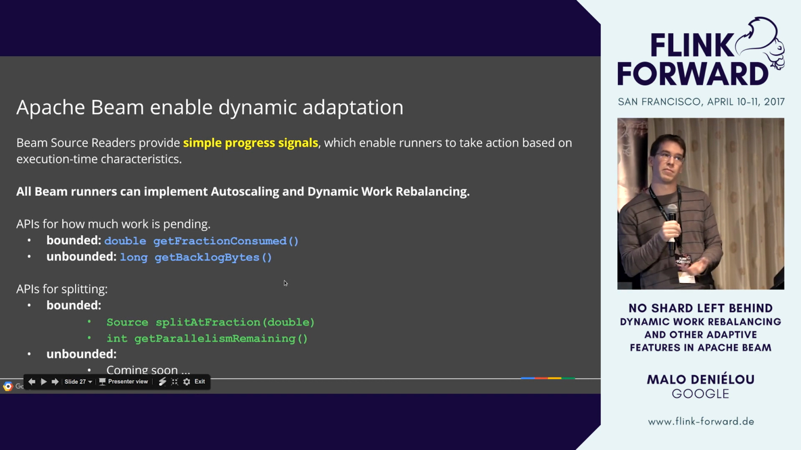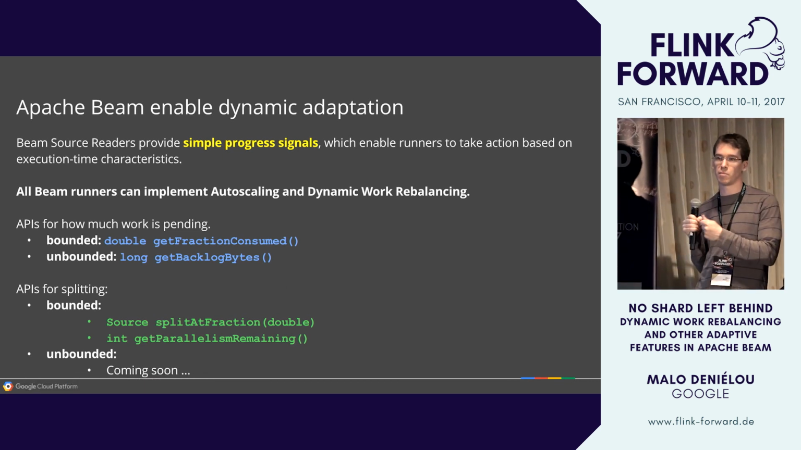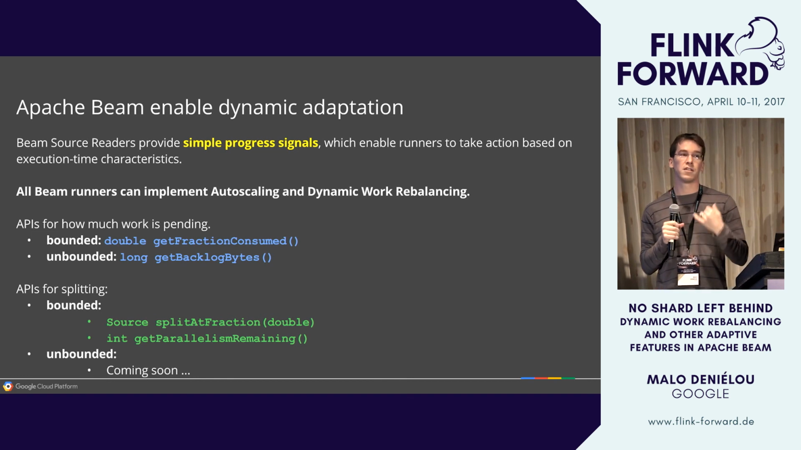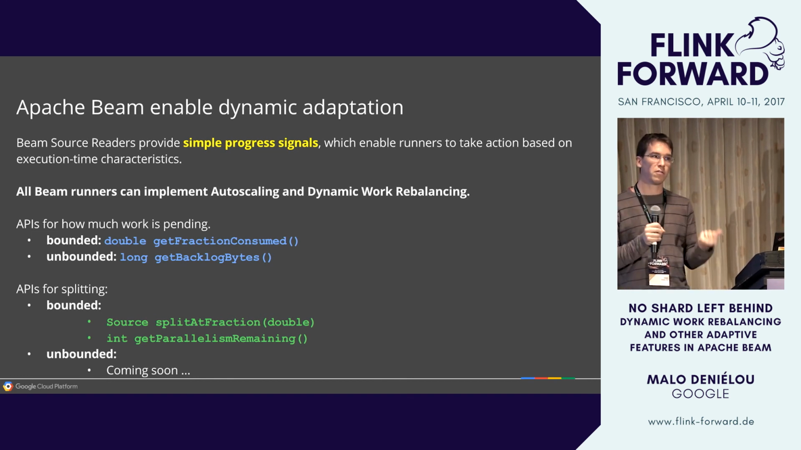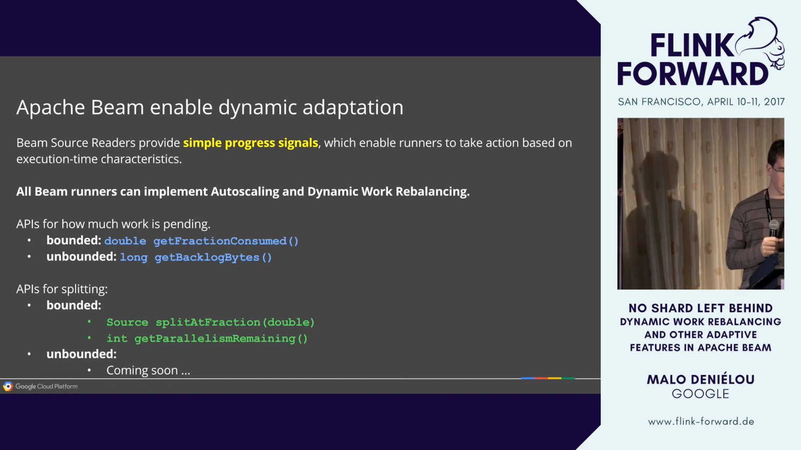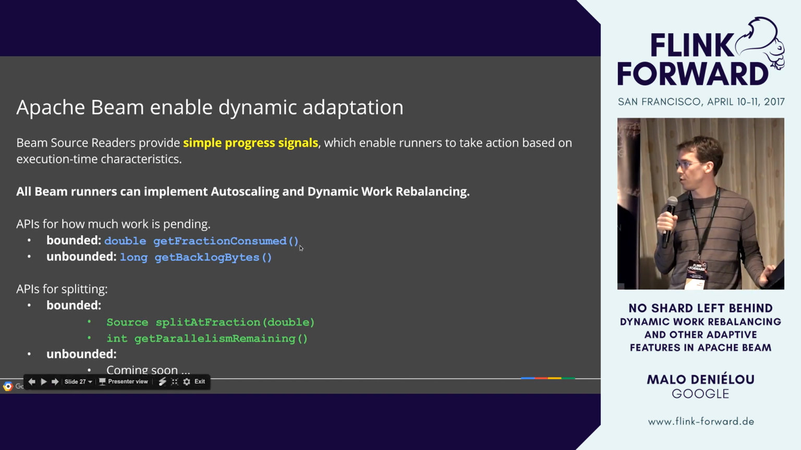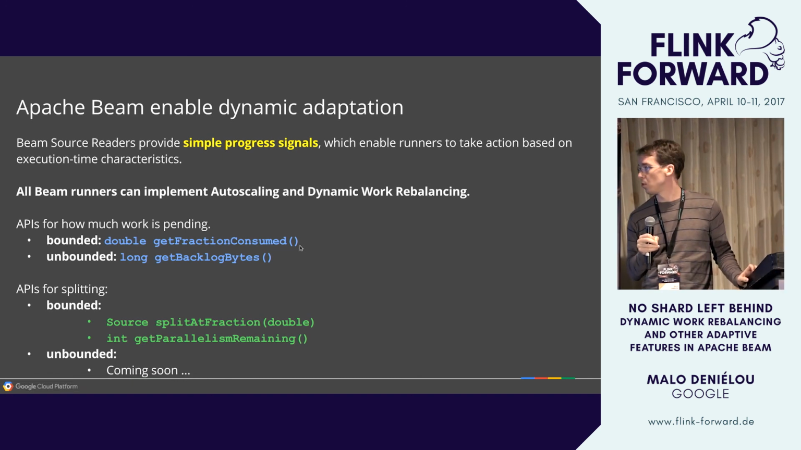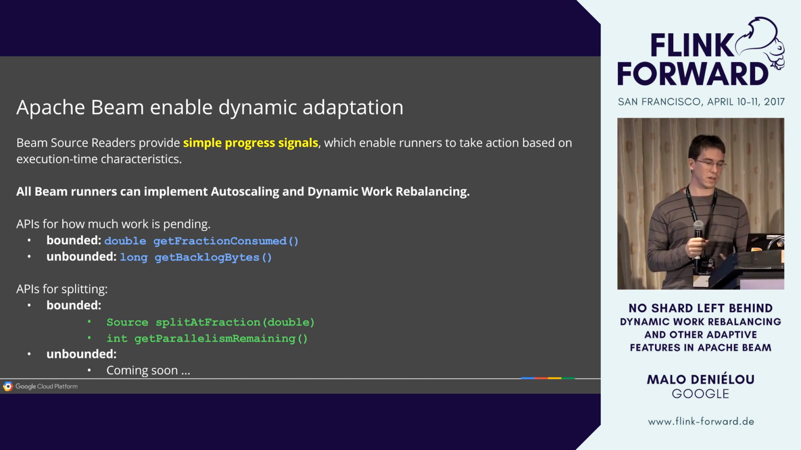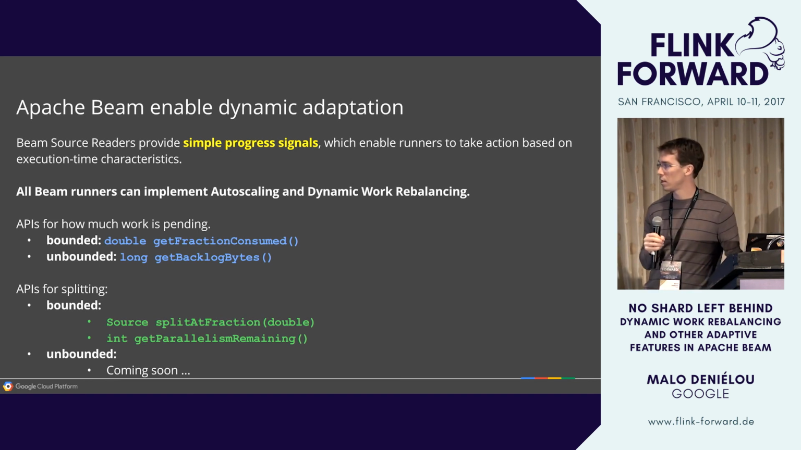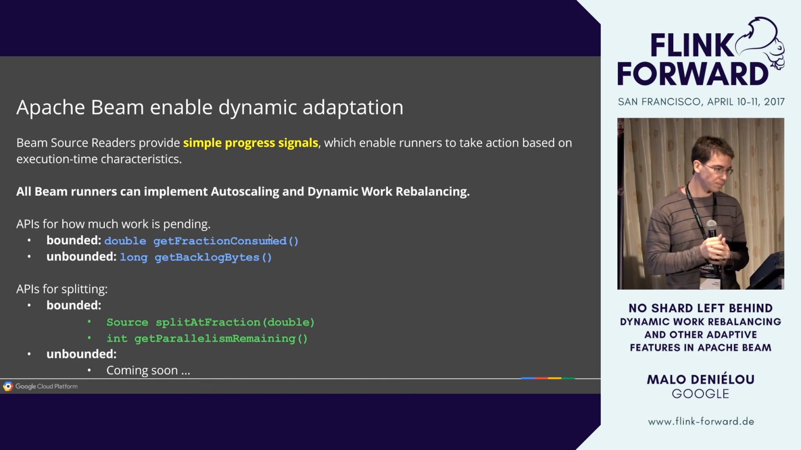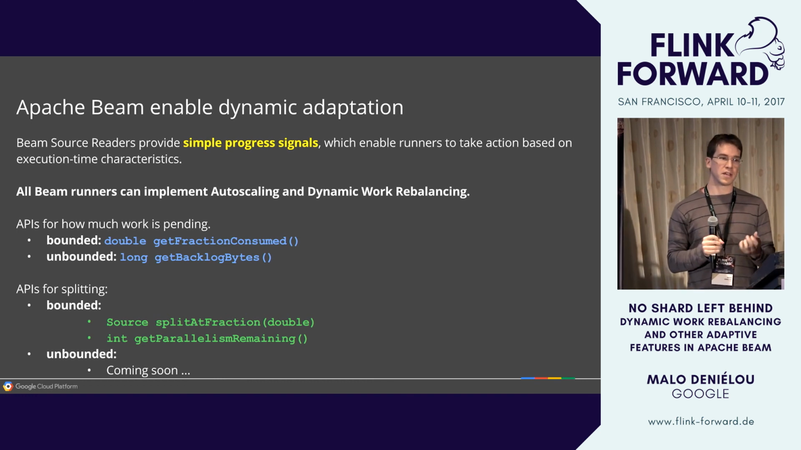So how is it related to Apache Beam? Well, Beam is designed so that this is possible, okay? So it's designed in particular around the idea of simple progress signals that can be easily understood by the runner so that the runner can make the right decision. And those are two API functions. So every source should implement those two. One is to say the fraction that this source has read so far. So it's the fraction consumed. And there's an equivalent for unbounded sources. So in a source, this idea of how much work there is left is actually related to the backlog.